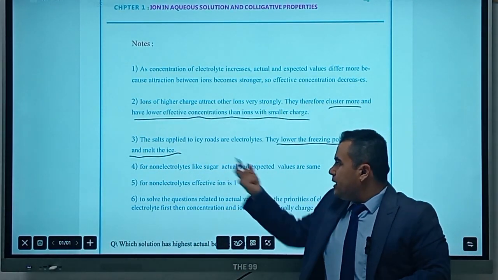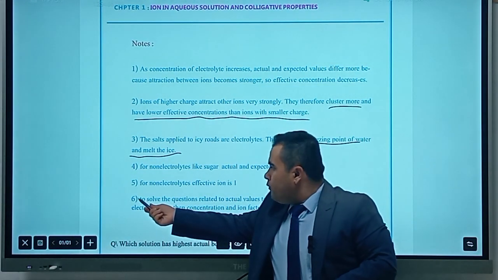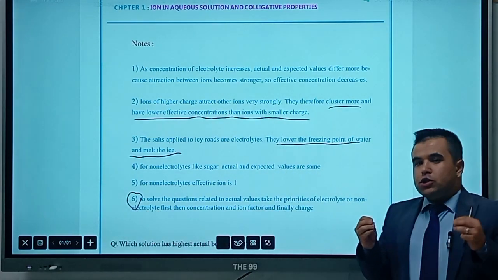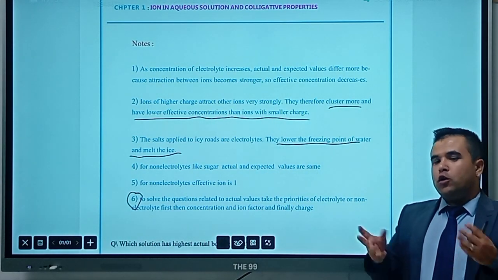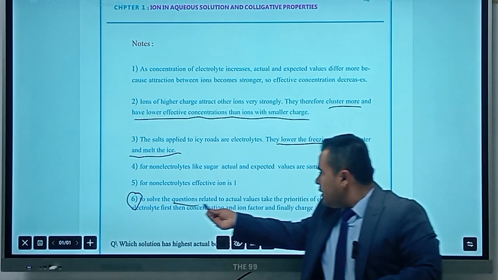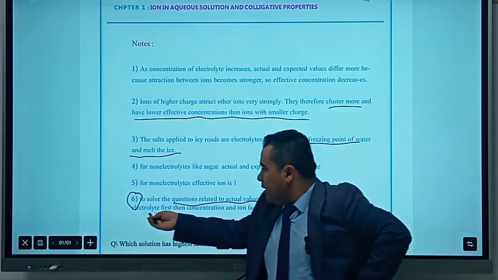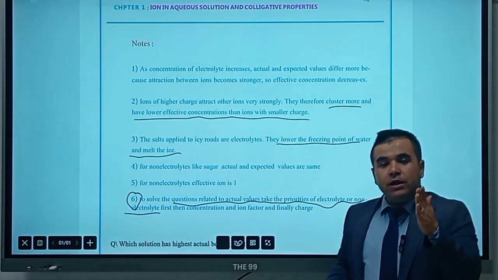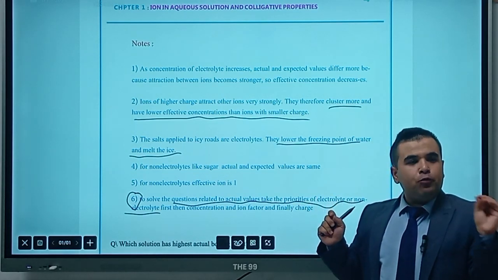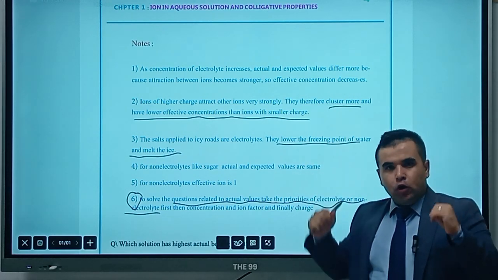For non-electrolytes, we will take the ion factor as 1. For solving the questions, this is important, guys. Which sequence do we have to follow to solve the questions related to the actual values? First of all, take the priorities for electrolyte or non-electrolyte. You have to decide whether it's an electrolyte or non-electrolyte. If it's an electrolyte, it will produce more ions. A non-electrolyte will produce fewer particles.